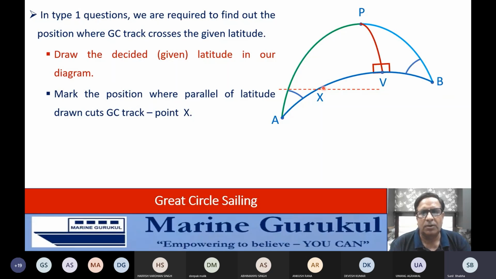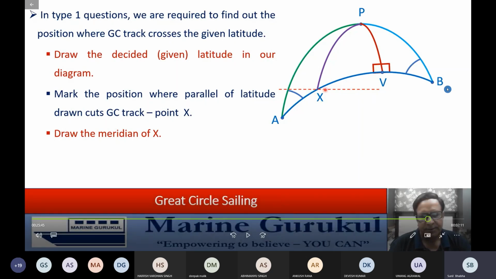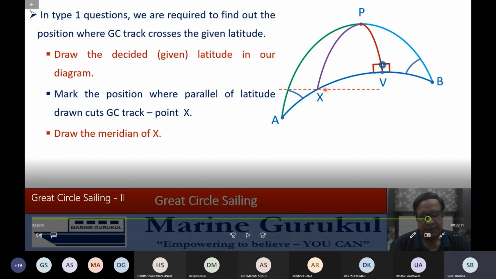So the latitude of X is already known to us. We need to find its longitude. We draw the meridian of X and we get a right-angled triangle PVX, in which from the latitude of the vertex, we know PV. From the latitude of X, we know PX. Now beta, do you see this triangle PVX? Yes sir. Now this is a right-angled triangle. The right angle is at the position of the vertex. Here is where we have the right angle.